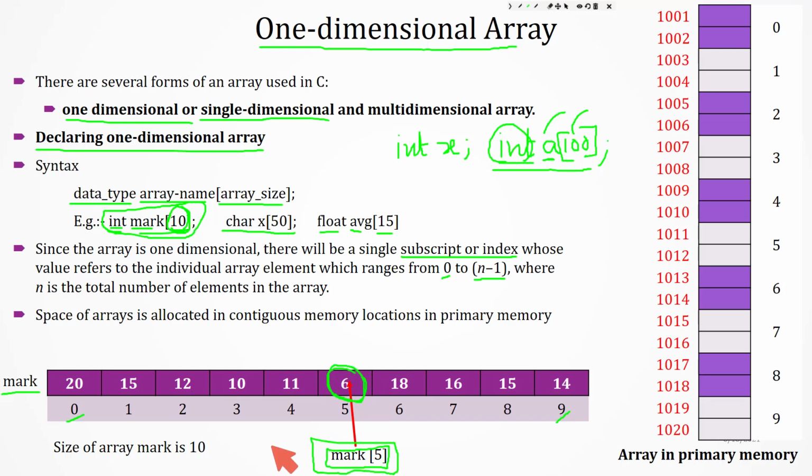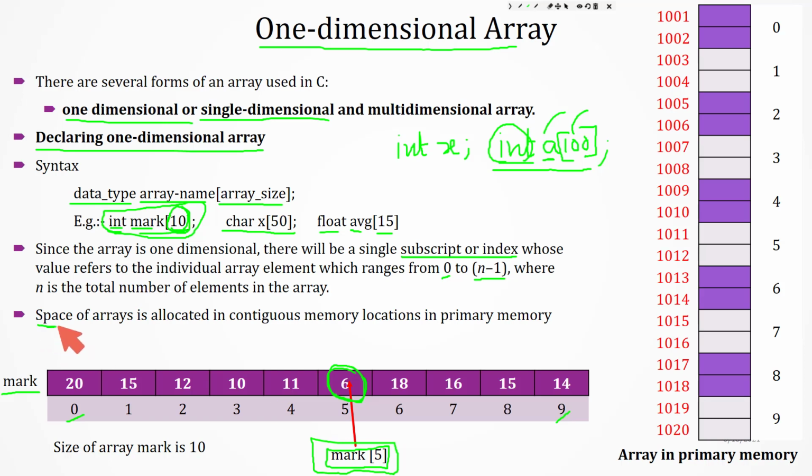So both are different. Here mark of 10 means mark is an array whose size is 10. Here mark of 5, 5 refers to the index value of array mark. So here there is an integer, here there is no integer. So in declaration, the thing within square bracket is size, while when we write something like mark of 5, this 5 refers to the index value.